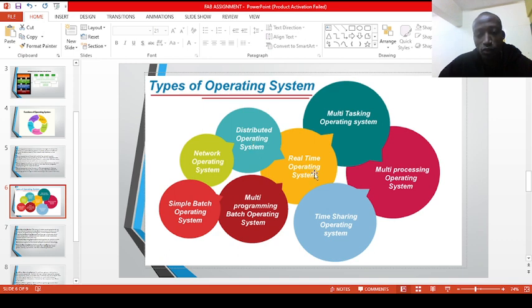We have the real-time operating systems, which are in a position to get us instant feedback whenever we are using them. We have the time-sharing operating systems. We also have the multitasking operating system. We have the multi-processing operating system. Let us also see how each of these types of operating system has been designed.